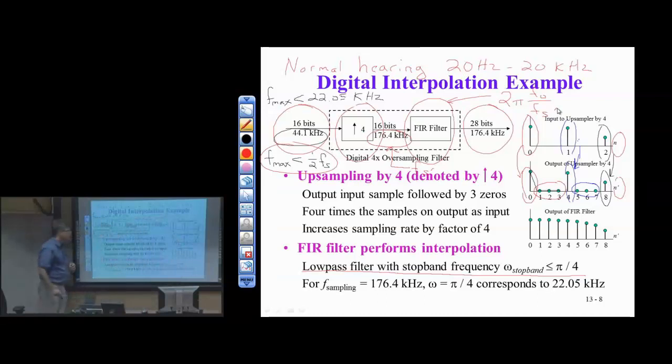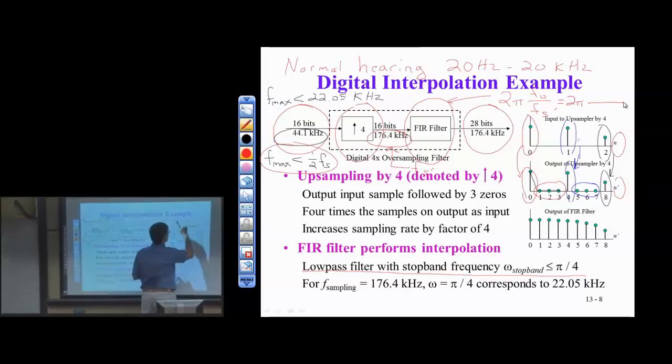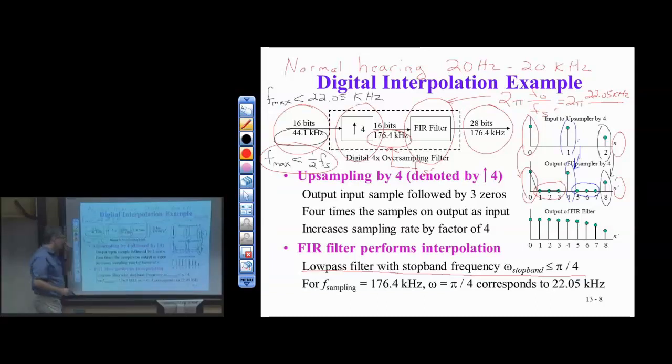Okay. And if we do the numbers on this one, it's going to be 2 pi, f naught is 22.05 kilohertz, and then fs prime is L times the original sampling rate, which is 176.4 kilohertz. So you work the math on this one, and we get pi over 4. But more generally, we're going to get pi over L, where L is the upsampling rate.